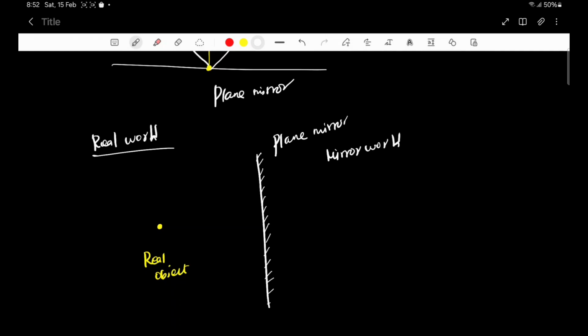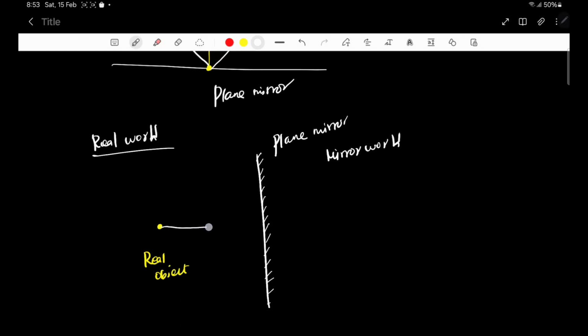Our eyes sense that reflected light, and that's how the images of those objects are formed in our retina. So consider this is the real object, and from this real object, light will be reflected off in all directions. To get the image location, we need just two light rays. Any two light rays, and with those two we can pinpoint the location of the image clearly.